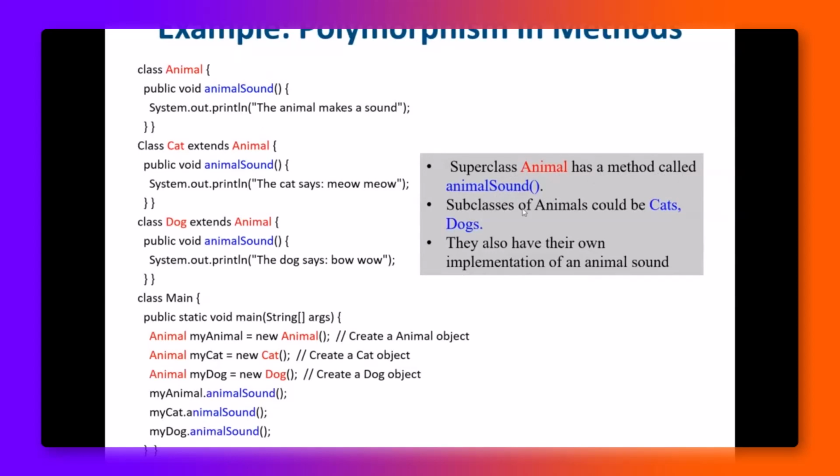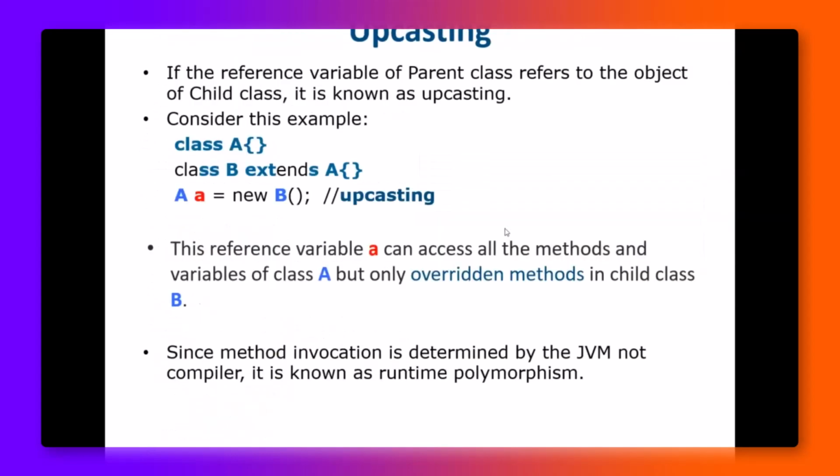Superclass animal has a method called animal sound. Subclass animals can be cat, dogs, and I believe what we did is exactly the same with minor differences. So if the reference variable of the parent class refers to the object of a child class, it's known as upcasting. What does upcasting mean? If the reference variable of a parent class refers to the object of a child class, this is called what? Upcasting. Let's see an example.